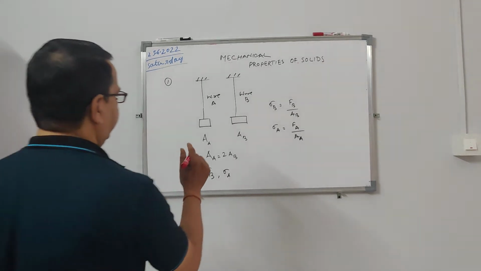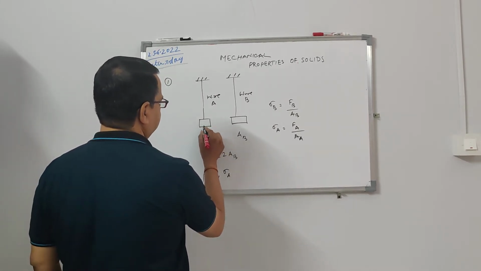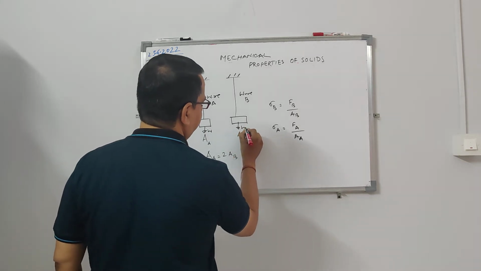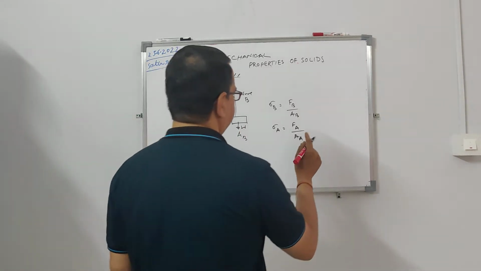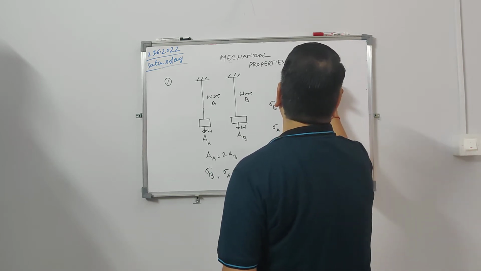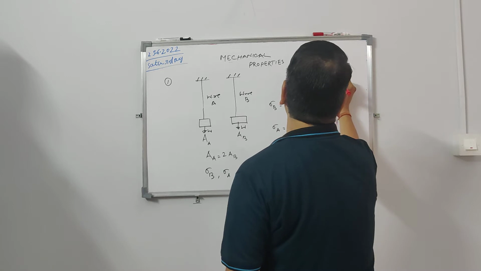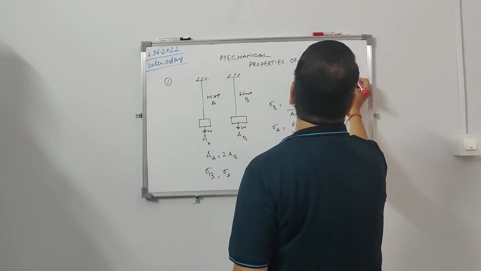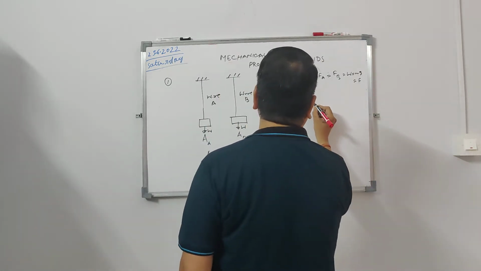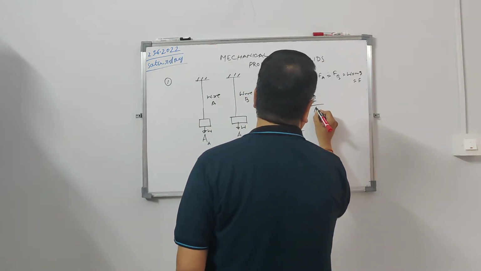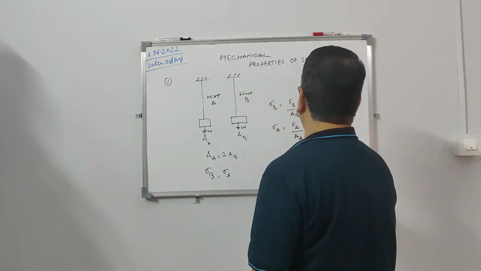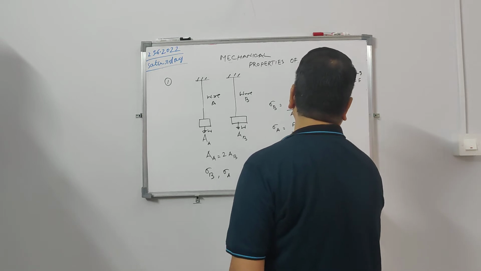The load applied is the same. Here you are applying W, and here you are also applying W. So FA is equal to FB is equal to W, which is equal to mg. You can write it as F. So sigma B becomes F by the area of cross section of B, and sigma A becomes F by the area of cross section of A.